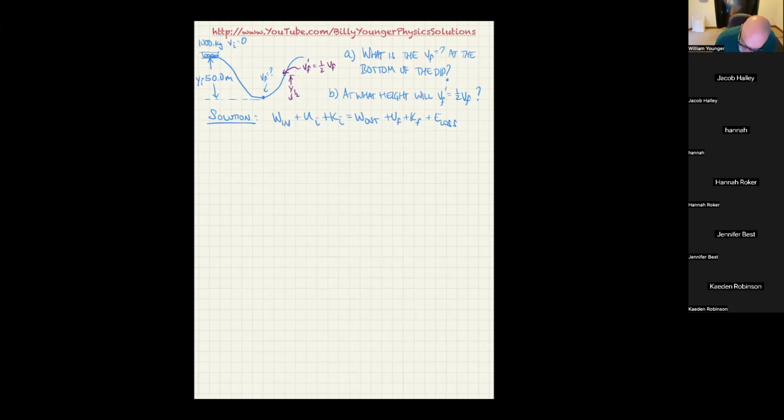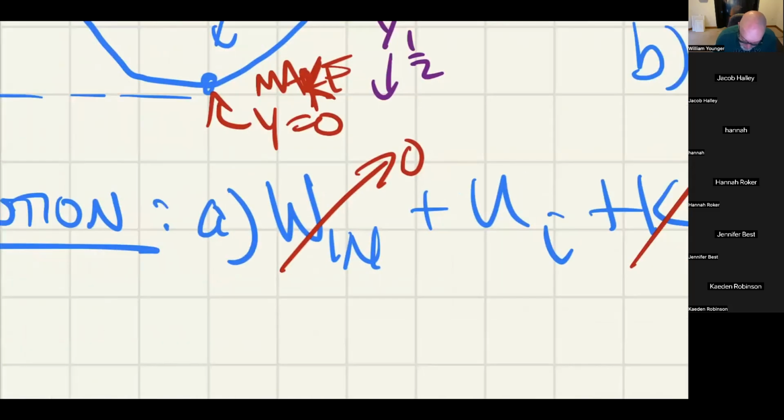So with this case, at least with part A, what I'm going to do is say work in is 0, kinetic energy is 0, work out is 0, E loss is 0. And in fact, at least for part A, U final is going to be 0 because I'm going to choose to make this y equals 0. So we already learned on that other problem that we're allowed to make the 0 of potential energy anywhere we want it. So I'm making use of that now.